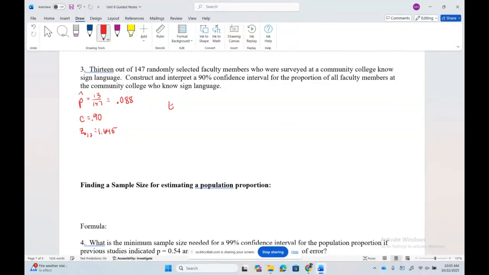All right, so from the table, my critical z value will be 1.645. All right, so margin of error, 1.645 times the square root of 0.088 times 1 minus 0.088, and that is divided by 147. All right, so for my margin of error, I'm getting 0.038. All right, so I'm going to take that and I'm going to subtract from my sample proportion, and I'm going to add it also.